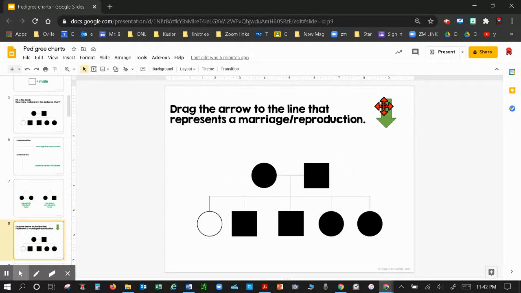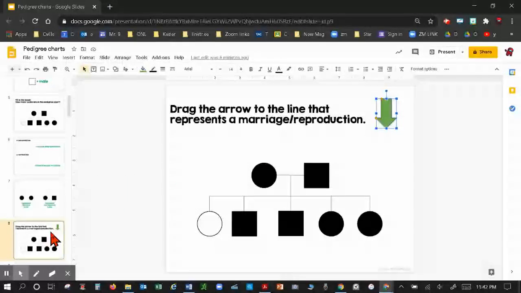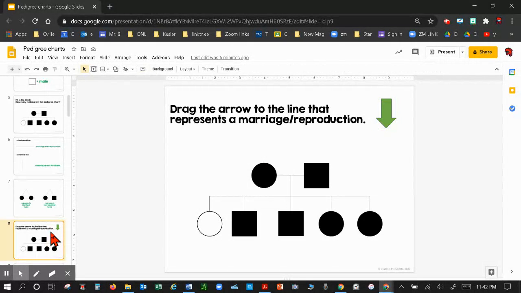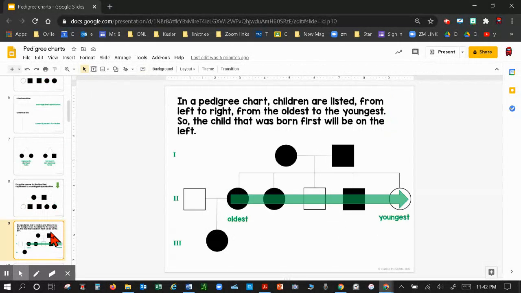So go ahead and take this arrow and drag it down onto this pedigree, which shows us the marriage line. Go ahead and do that in your slideshow. Now, if I'm going too fast for you, by the way, make sure you pause the video, go back and do that last step. If you didn't do that, feel free to speed it up if this is going too slow for you.